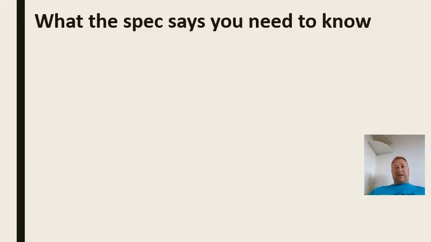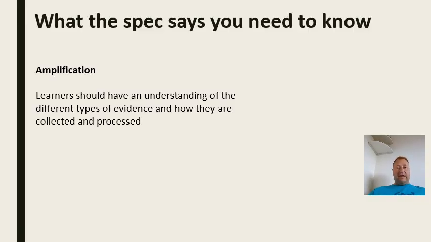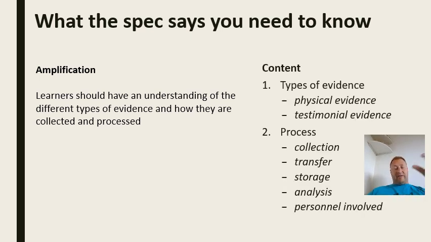So what do we need to do here? The idea is that you have an understanding of how different types of evidence are collected and processed. The 2 types of evidence are physical and testimonial. There's a lot more in physical than testimonial. Do you know what testimonial means? It means someone's verbal account. Okay, so for each of these, we need to know how we collect it, how we transfer it, how we store it, how we analyse it, and then the personnel involved.